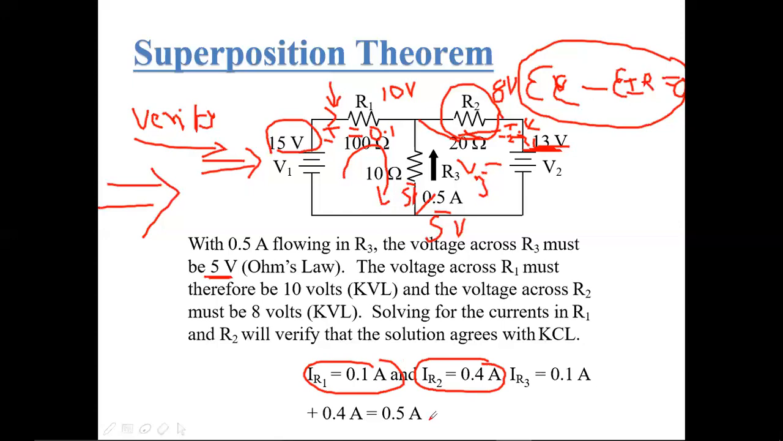Then you will get IR3 is equal to 0.1 plus 0.4, which is 0.5. This direction is wrong, sorry for that, the direction is downwards. IR3 is in the downwards direction. Then the total current passing through this 10 ohm resistor is 0.1 ampere plus 0.4 amps, which is equal to 0.5 amps. This is for the verification of whether your answer is correct or not.